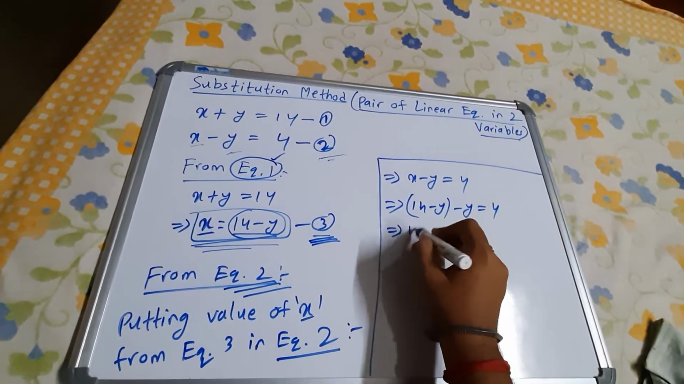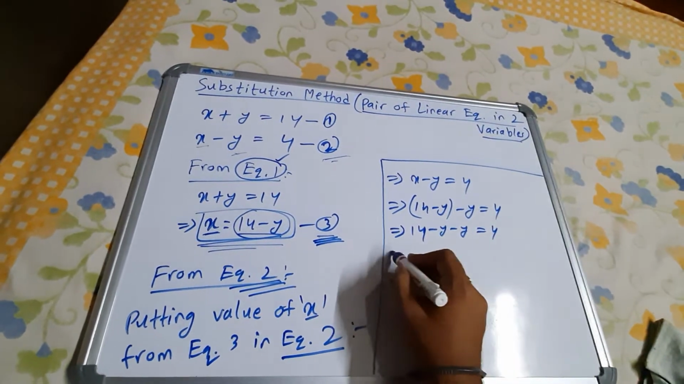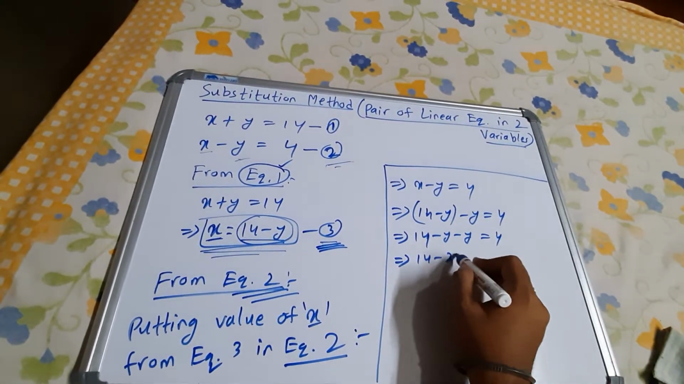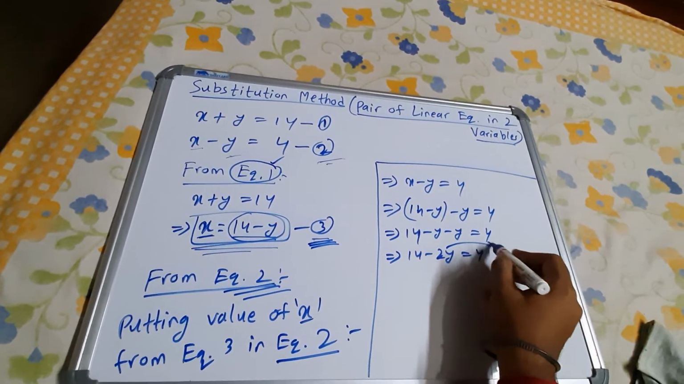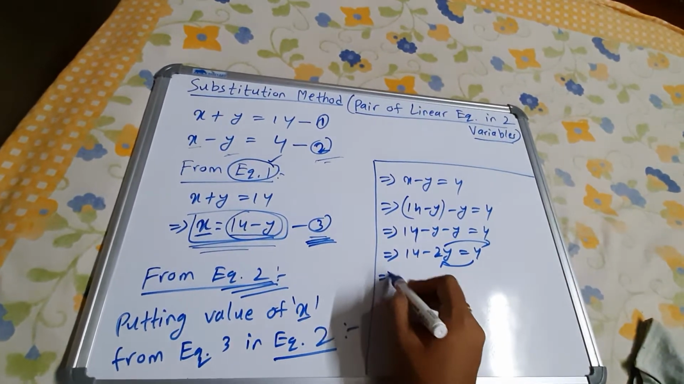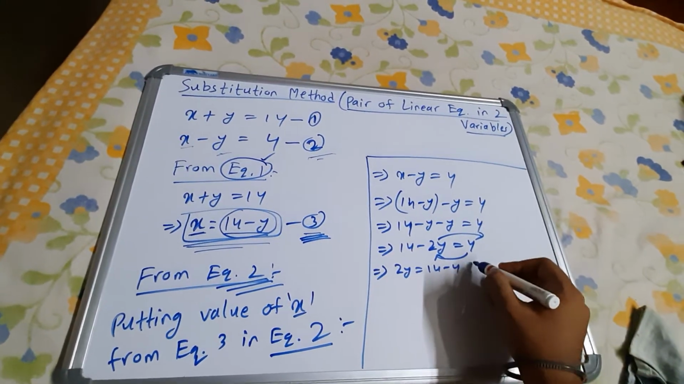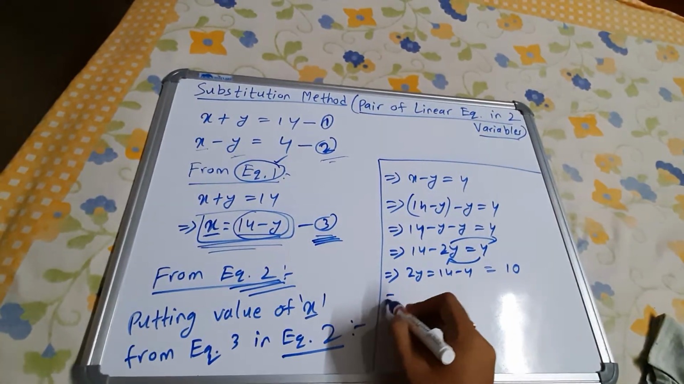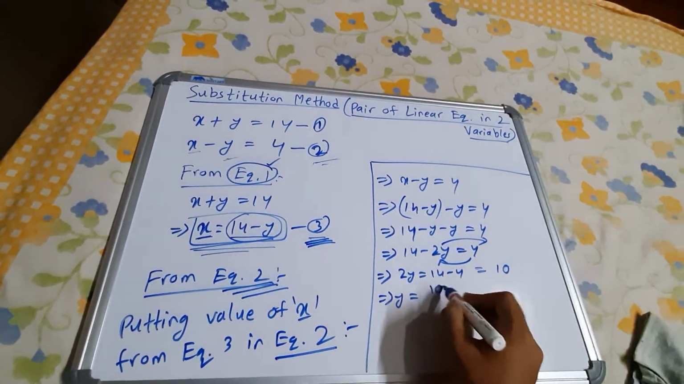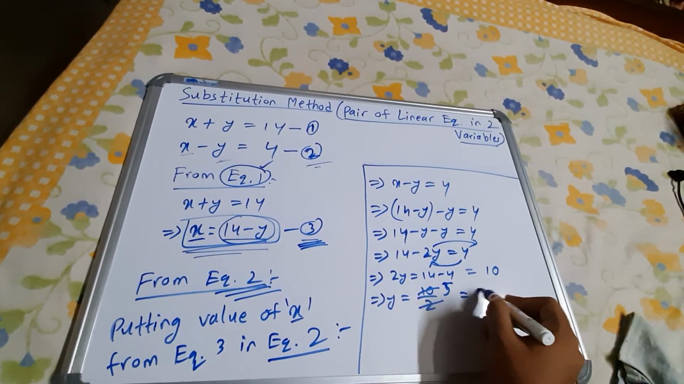Now open the bracket. 14 minus y minus y will be minus 2y. 14 minus 2y will be equal to 4. Now take 2y to that side, 4 to that side. So 2y will be equal to 14 minus 4, that means equals 10. So 2y is 10. So y will be what? 10 by 2 cut, it will be 5. So y is equal to 5.